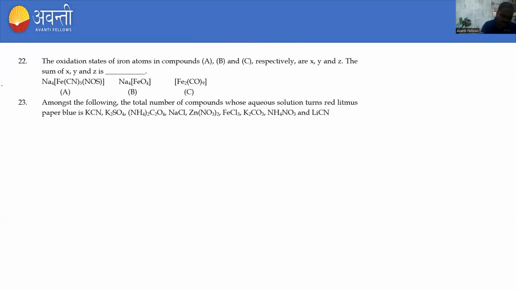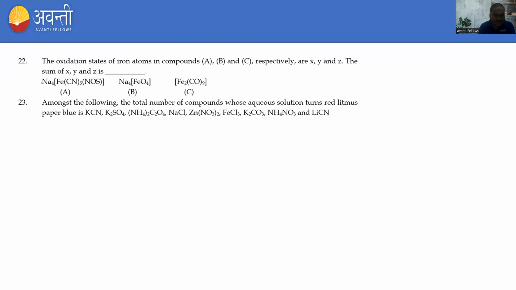Now, question number 22. In this question, what they are basically asking is the oxidation state of the iron atom in the compounds A, B, C, right? So they are asking the oxidation state. Let us calculate the oxidation state.